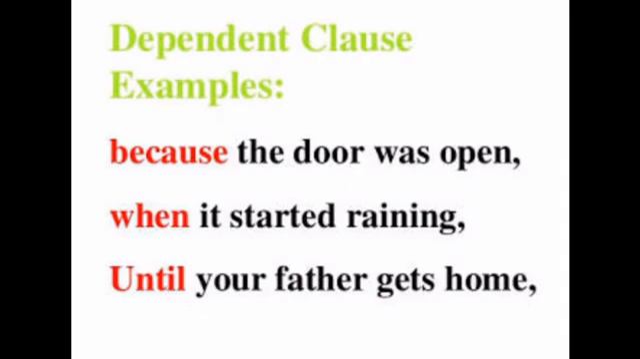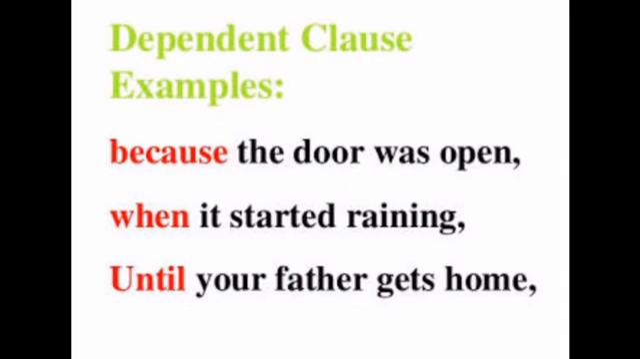In the first example, because the door was open, the door is a subject and was open is a predicate part. Even though that sentence has a subject and predicate of its own, this sentence cannot stand alone and it cannot convey a proper meaning because it needs the help of a main clause.